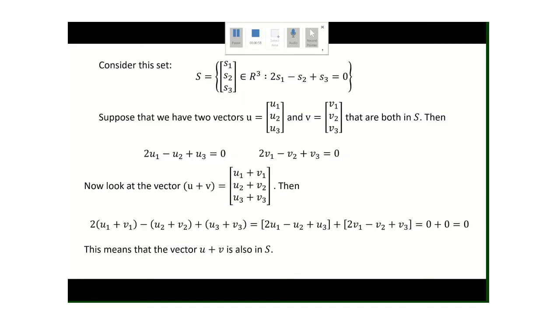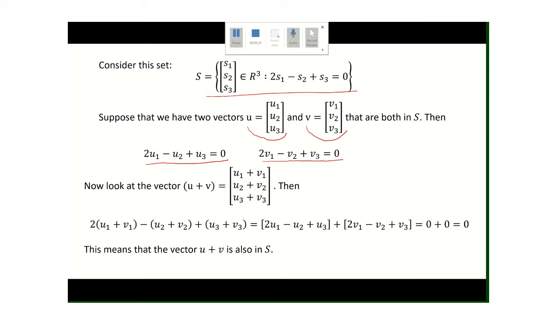And now we're going to look at a couple of properties of the vectors in this set. The first one, we're going to look first at something called additive closure. So again, here's my set, the same set. Now, I have two vectors, u and v, and I tell you that those vectors are in there. What does that mean? Well, that means that the first vector satisfies that equation, and the second vector satisfies that equation. That's the definition of being in the set. Okay. So u and v are in there.